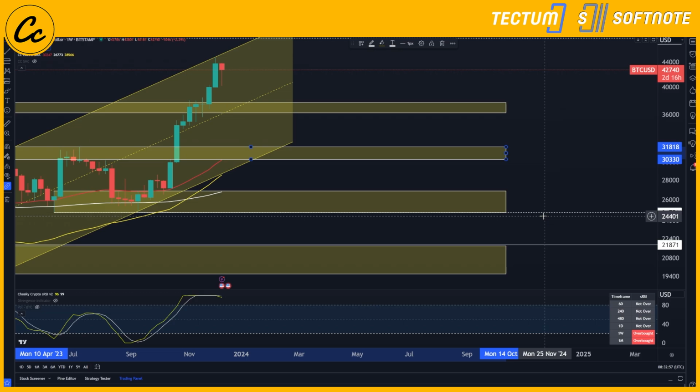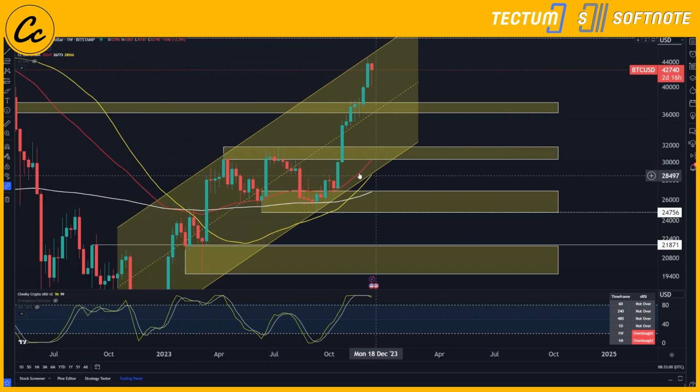Hence my short targeting out that key area. If we actually take a look at this, we can see that this was a previous area of resistance that was broken through but has never been retested. So this is going to be my key area of interest.